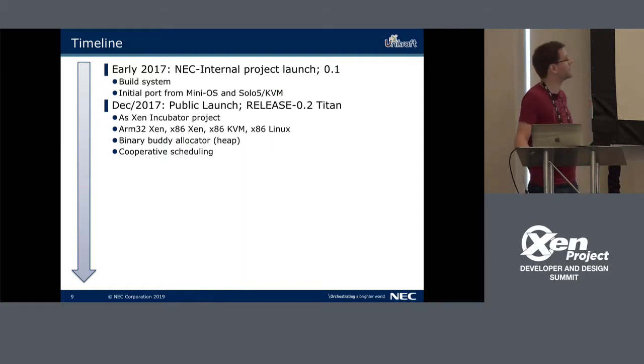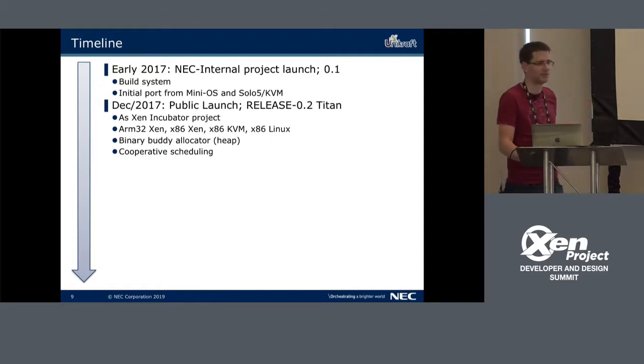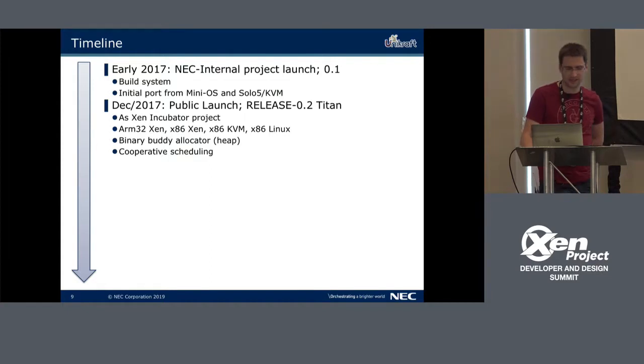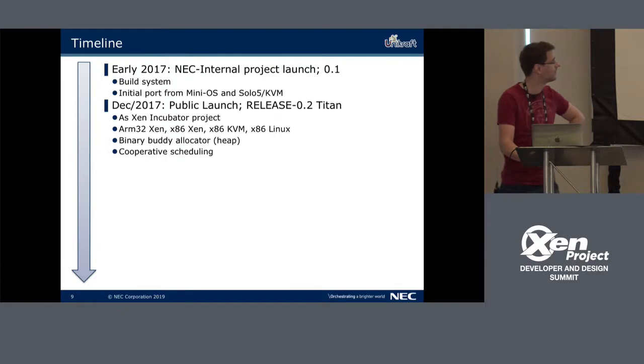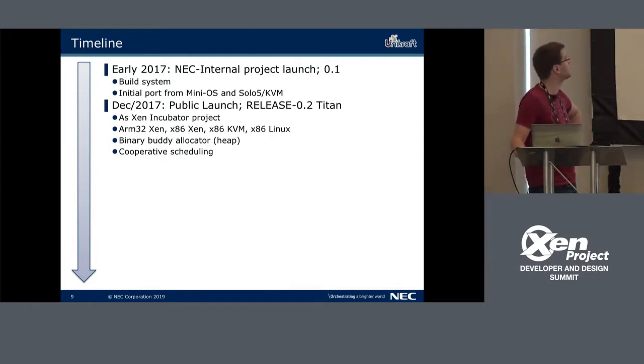We started with release number 0.2, so 0.1 was kind of an internal release number. We are now a Xen incubator project, and at that time we had support for Xen on ARM32 boards, or ARMv7 actually, and KVM, Xen, and Linux support for x86. We came with the ported binary buddy allocator from MiniOS and had a really rough implementation of a cooperative scheduler.